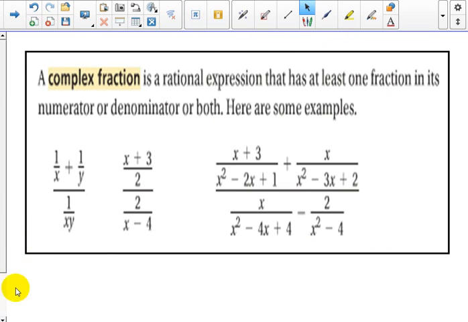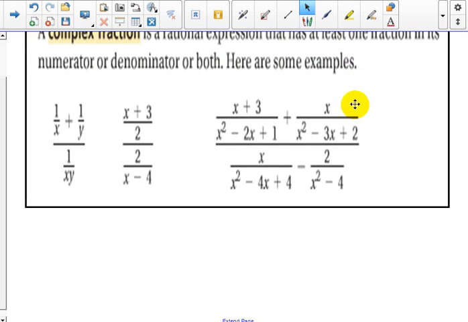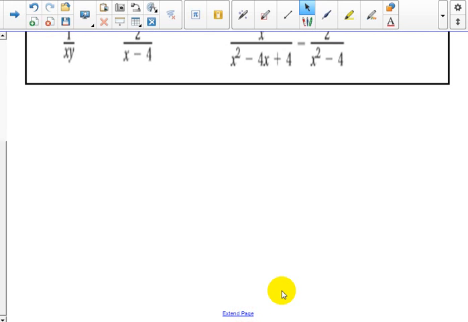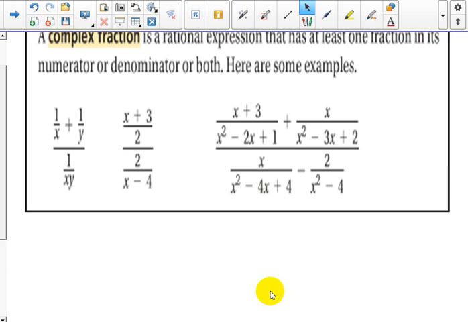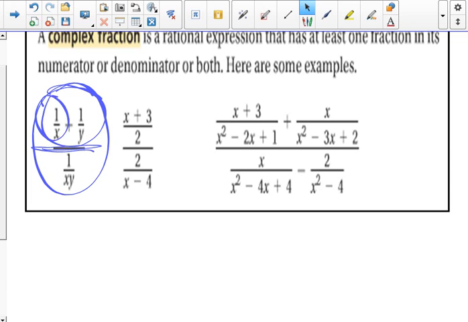So today we're going to move on and talk about complex fractions. So what is a complex fraction? A complex fraction is a rational expression that has at least one fraction in its numerator or denominator or both. Here's a big fraction, right? My numerator has a fraction plus a fraction. My denominator has a fraction.